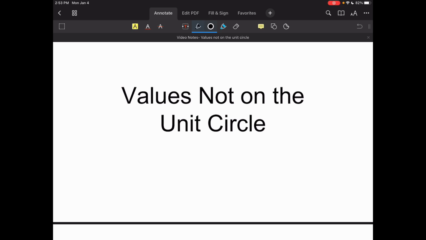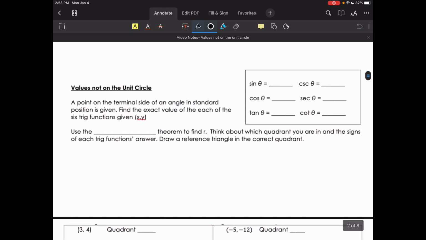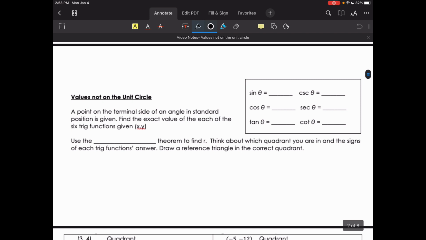So today we're going to look at values not on the unit circle. And in order to evaluate the trig functions, we're going to make use of our right triangle trig, so thinking about SOHCAHTOA. So if I have a point on the terminal side of an angle in standard position, we're going to find the exact values of each of the 6 trig functions given the point x and y.